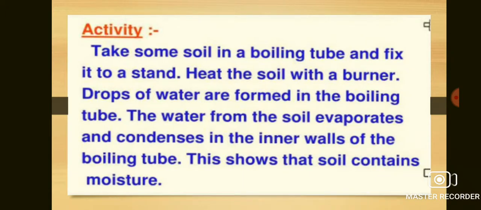So when you are heating the soil, some water droplets are formed. They evaporate and they condense on the inner walls of the boiling tube. So this evaporation, condensation, this formation of water droplets shows that soil contains moisture.